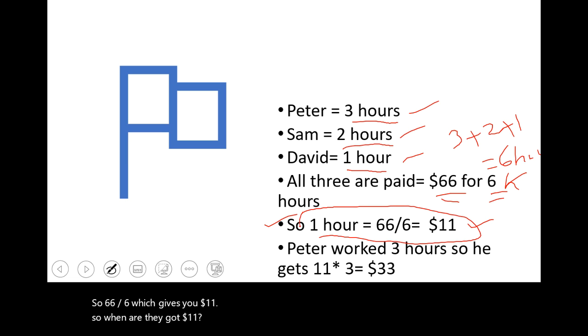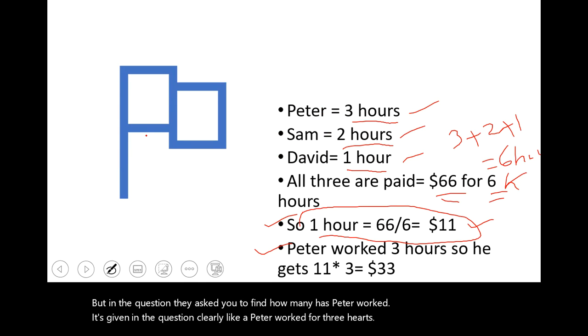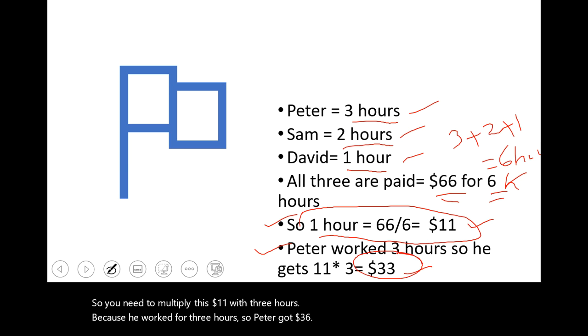But in the question, they asked you to find how much Peter got. It's given clearly in the question that Peter worked for 3 hours. So you need to multiply this $11 with 3 hours because he worked for 3 hours. So Peter got $36.